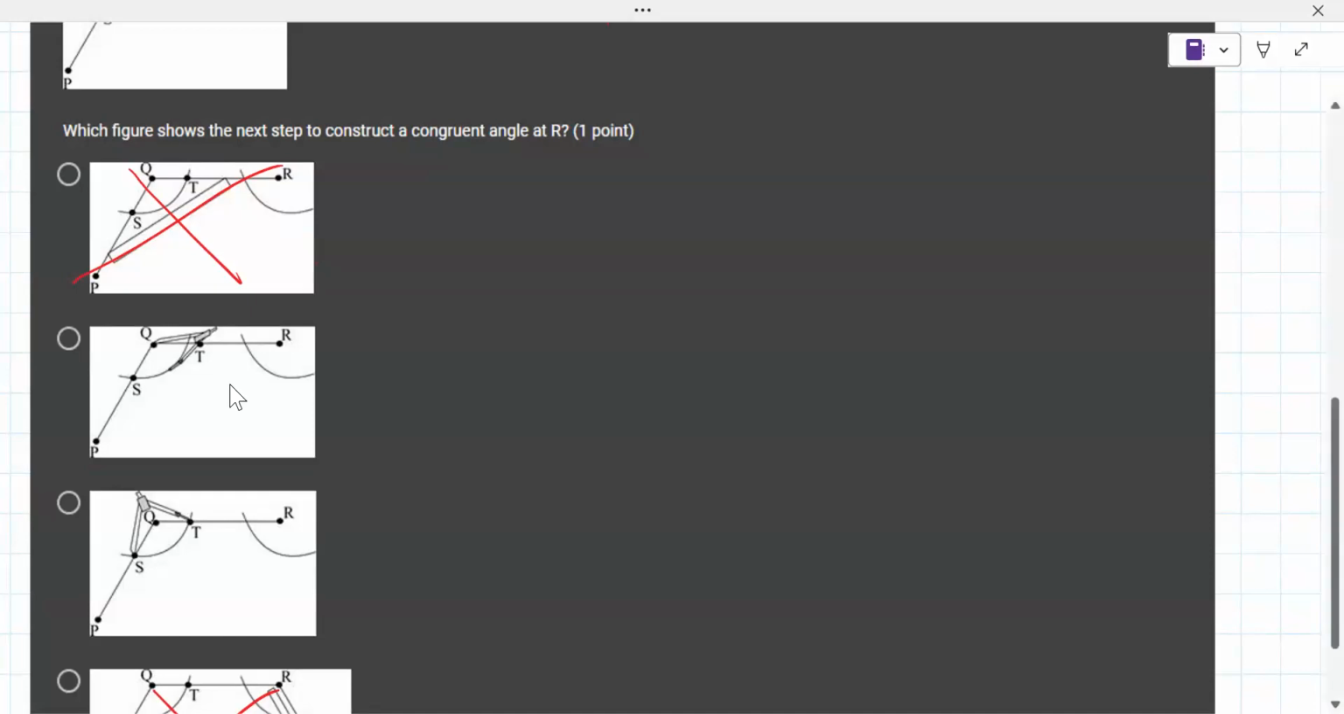Yeah. So the difference between these is that in the first one, you're drawing this arc from S to T, which is already here. So that wouldn't be the next step because you've already drawn it. What would be the next step is drawing the arc from S to T or T to S, and then going to R and drawing another arc here. So I'm going to suggest it's probably this third one here.